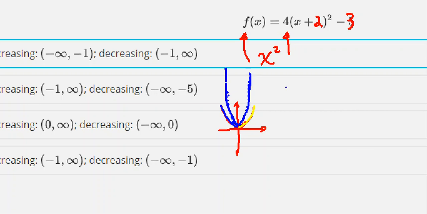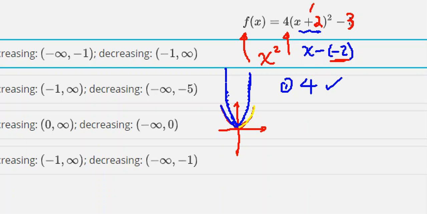So first of all, I look at the 4. Okay, I take care of this 4. Second step, I'm going to look at this guy. Think of this as x minus the negative 2. So x minus h, in class, h tells you where to shift, right? This is a horizontal shift. This x minus negative 2, that means shift it to the left 2 units, okay?